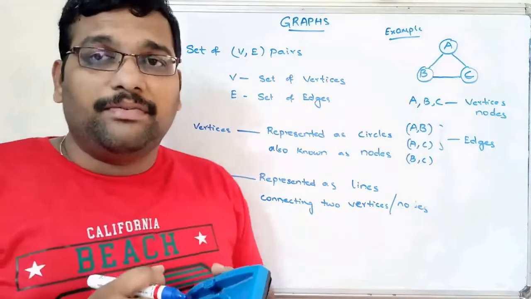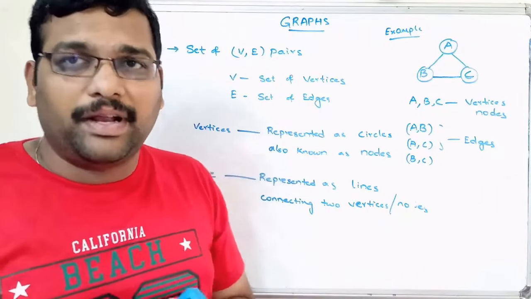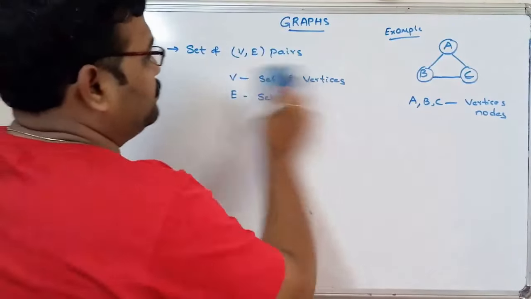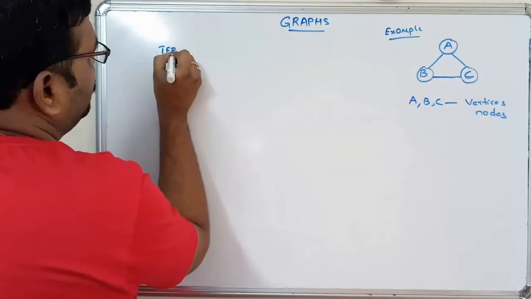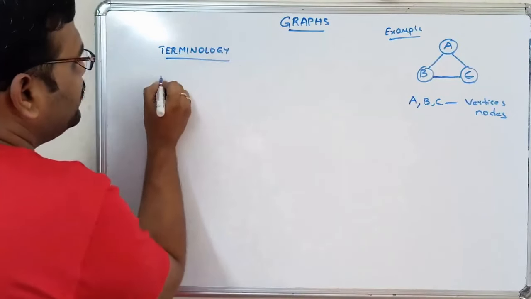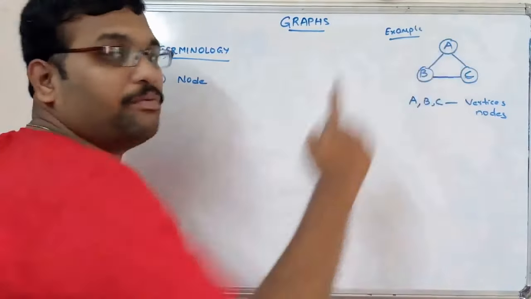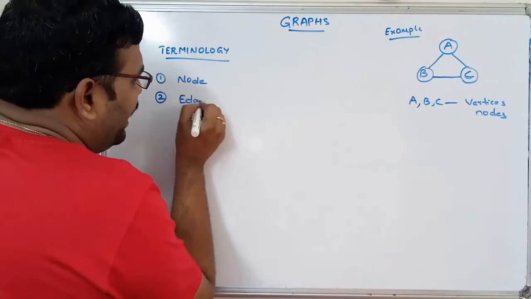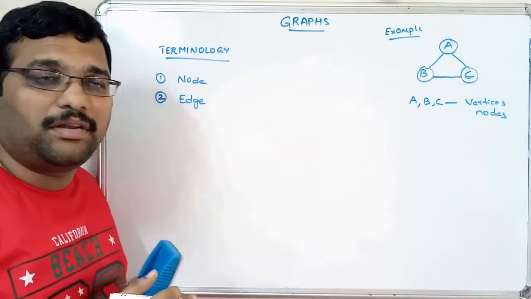So first let us see the terminology of a graph, and then we'll go with the types of graphs, different kinds of graphs. Graph terminology. The first one is node, which is nothing but a vertex, represented as a circle, and then edge, which is a line, a connection between two different nodes, right?